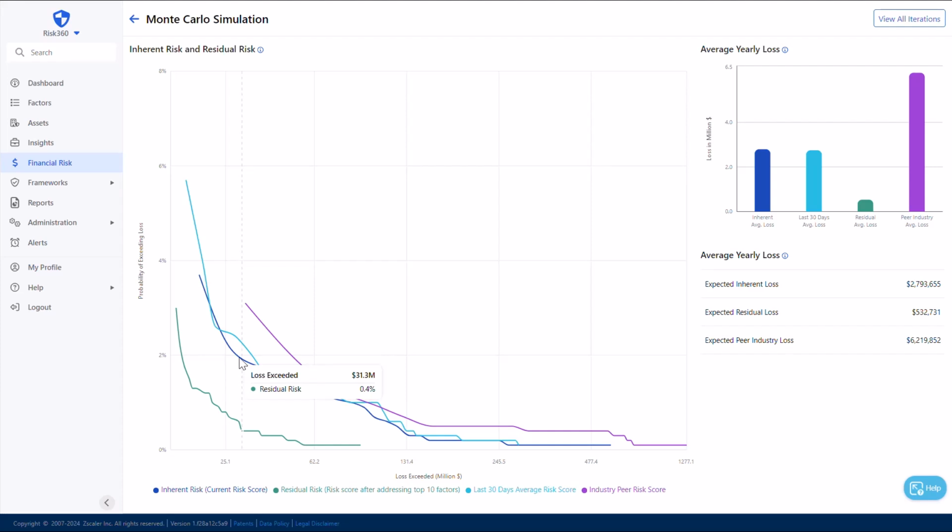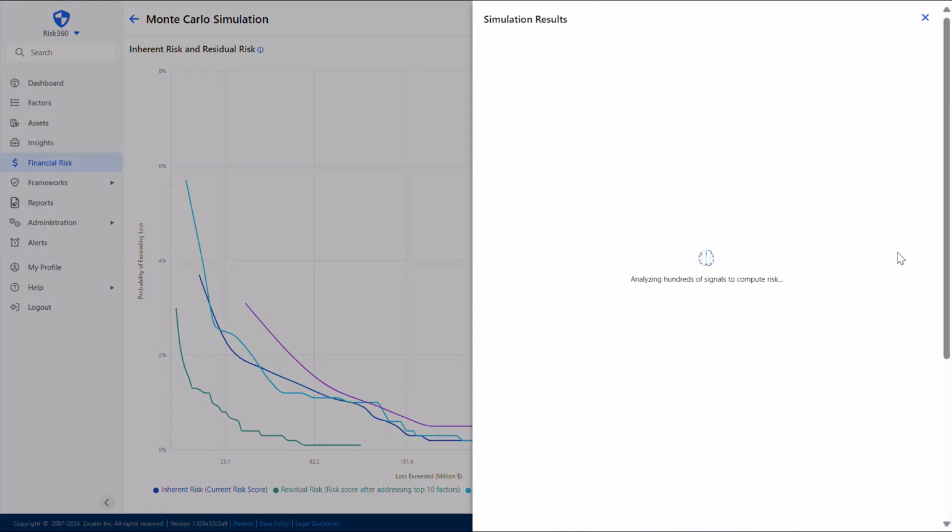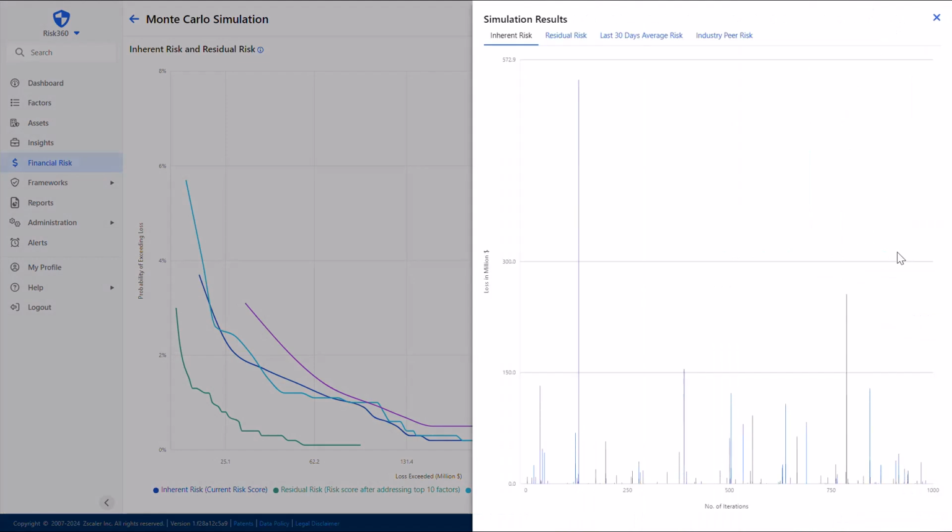Is this something that I can tolerate? Or let's say, in this case, 1.2%, that my loss exceeds $16.7 million. Do I have that tolerance? How much can I accept, and based on that, how much of the balance do I want to transfer to a cyber insurance company? So that's the benefit of the loss exceedance curve.